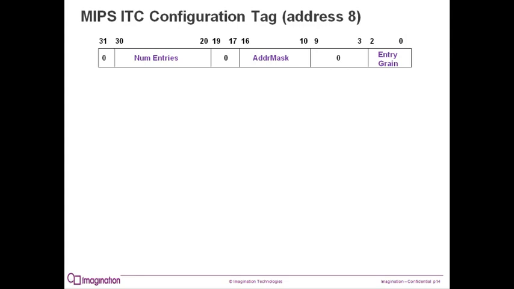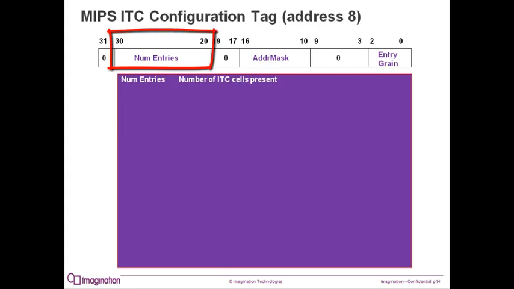The second ITC tag is located at offset 8 and contains the number of ITC entries you have, the address mask, and the cell entry grain. The number of ITC cells is static for your core, and this field can tell you how many you have.